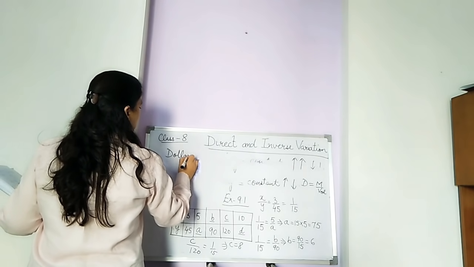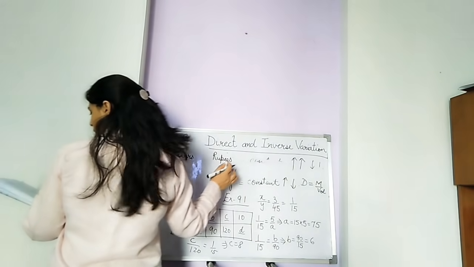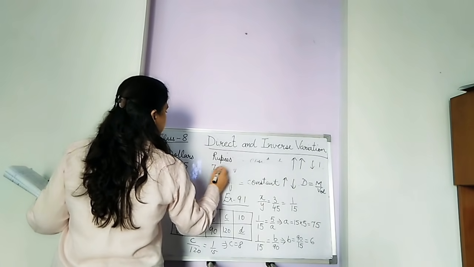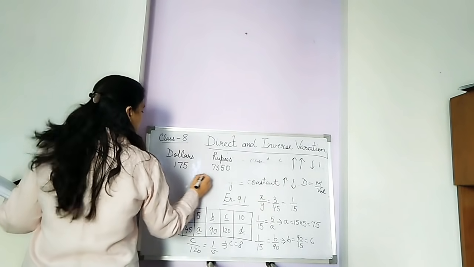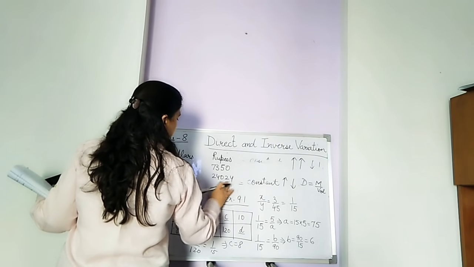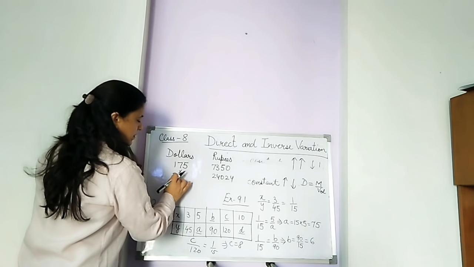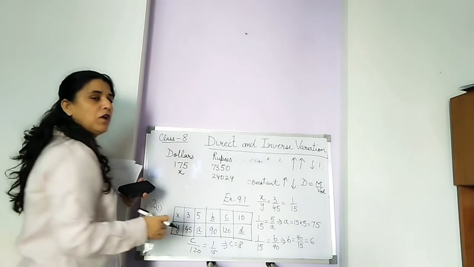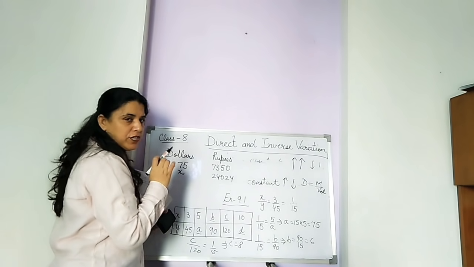Write this: dollars, and the other column is rupees. The cost of $175 is rupees 7,350. So how many dollars can be purchased for rupees 24,024? Whatever is unknown, we'll put it as X. Whatever we have to find, how many dollars can be purchased for rupees 24,024. Okay, now just pay attention.